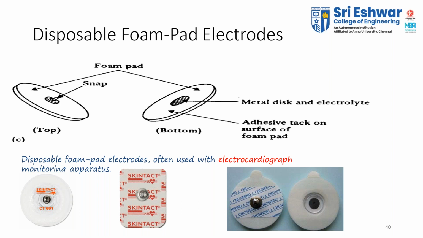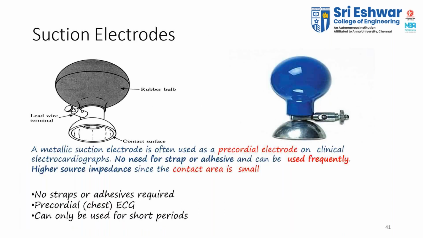And next is what? Suction electrode. So the suction electrode is a metallic suction electrode, often used as a precordial electrode on clinical electrocardiographs. Suction electrodes are surface electrodes used for measuring your ECG. Cardiac muscle activity will be measured using this suction type electrode.